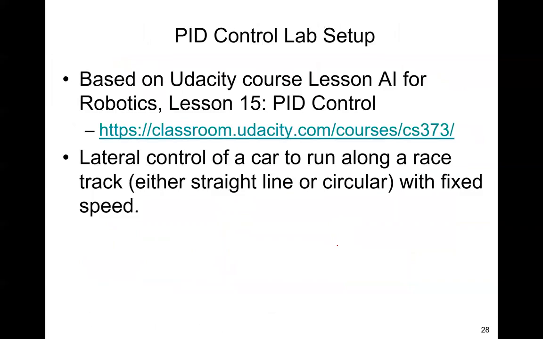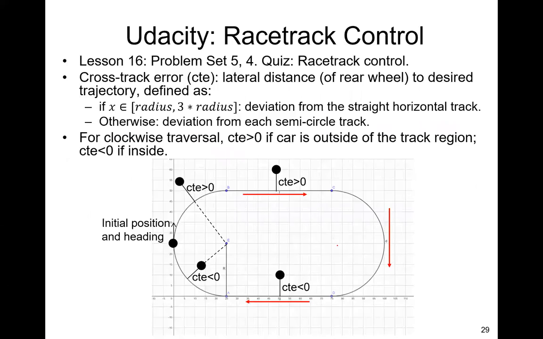So here's lab one. Lab one is to perform lateral control of a car to run along a racetrack with fixed speed. Here's the racetrack, and you will compute the cross-track error based on the distance from the track. And this is the error term used in PID control.